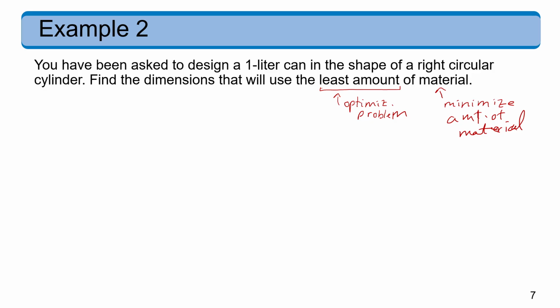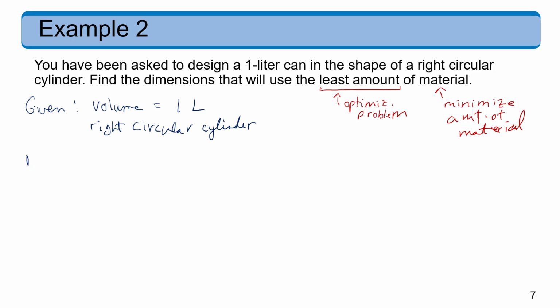First of all, make sure you understand the problem. Read through it a few times if you need to, and start writing down what's given and what you want to find. So this one's a pretty simple statement of the problem. We're given that we're designing a 1-liter can, so the volume needs to be 1 liter. And we were given the shape. It's a right circular cylinder. That's the basic given information.